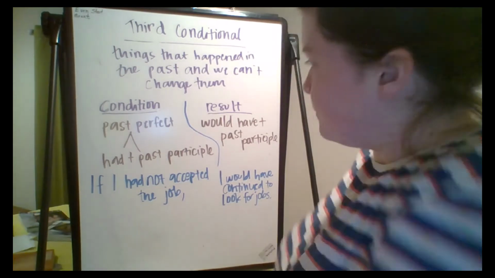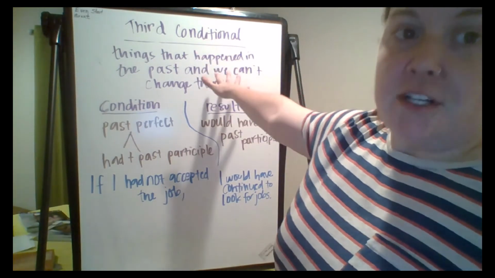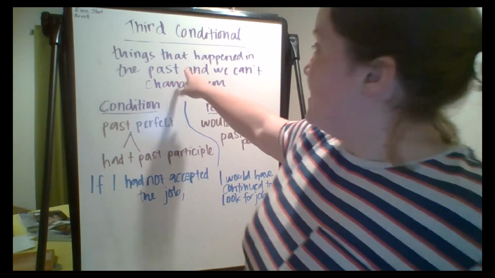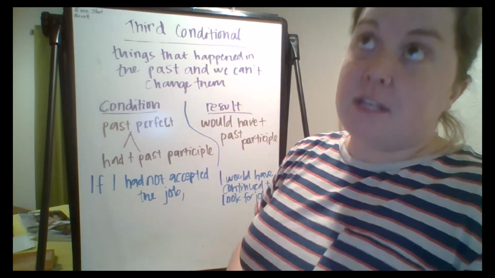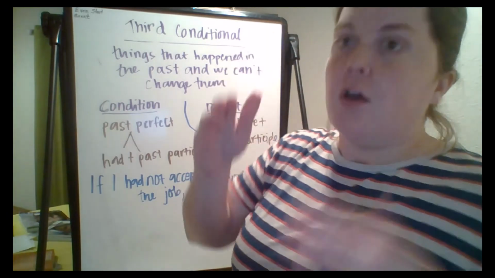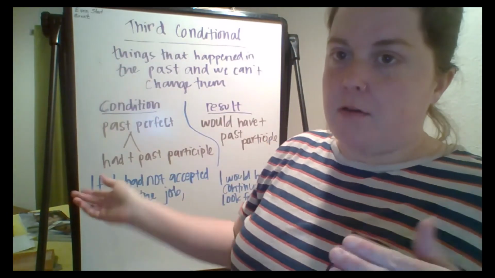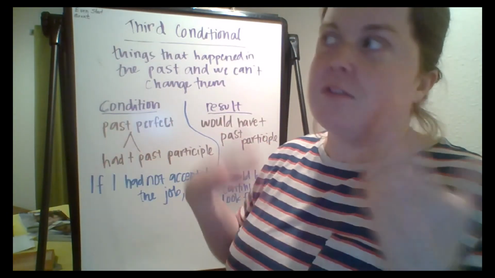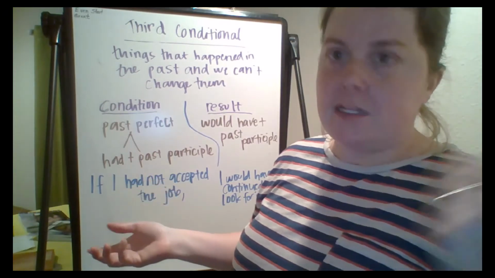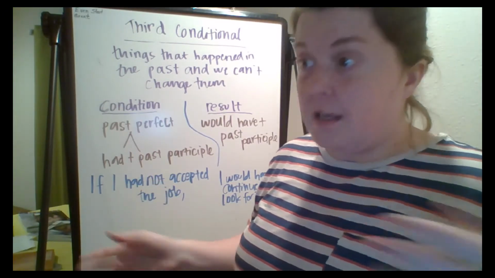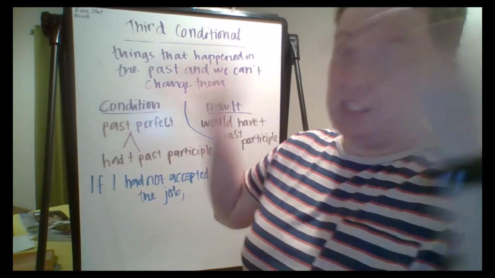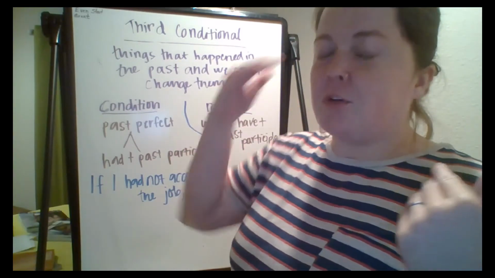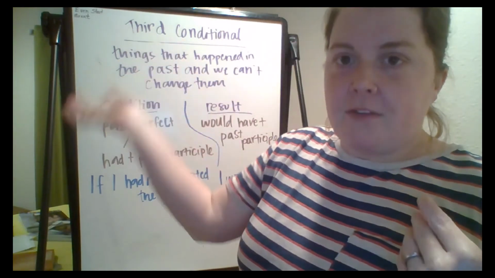Okay, so third conditional. This is about things that happened in the past and now we can't change them, but we're thinking like, what if this was different? What if this had changed? What if this situation was different in the past? We can't change it. It's not something we can do. There's nothing we can do about it. Okay, so it's impossible for us to go back and change it. But we're just thinking, okay, what would have happened?